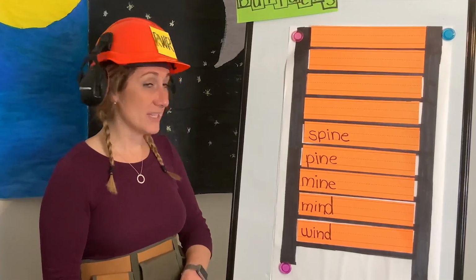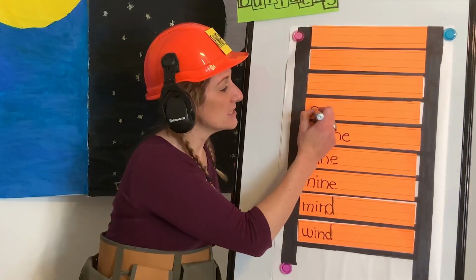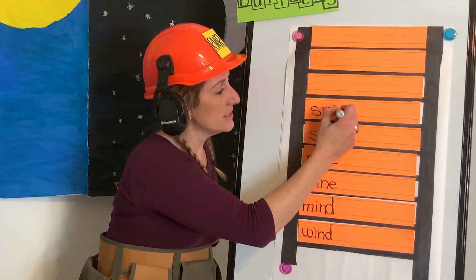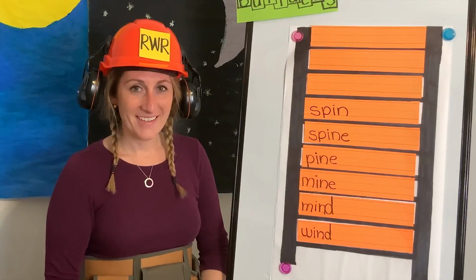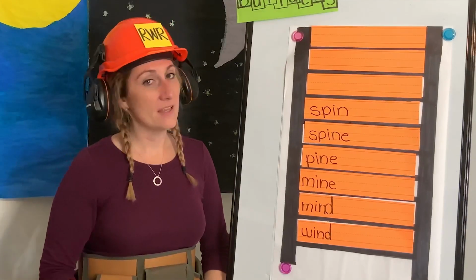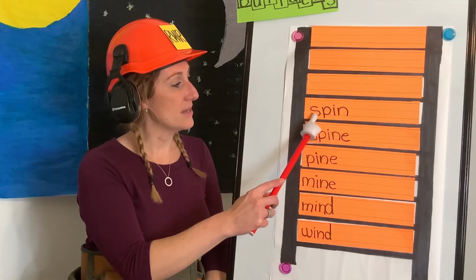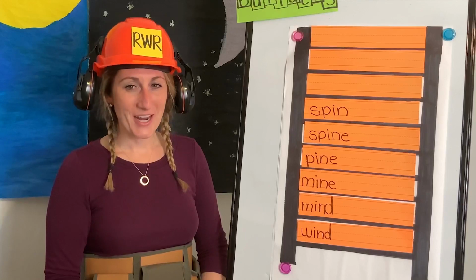Let's write the sounds that we hear in spin. Here we go. S, p, I, n. Spin. Let's check the sounds in our words. S, p, I, n. Spin. Great work with the word spin.